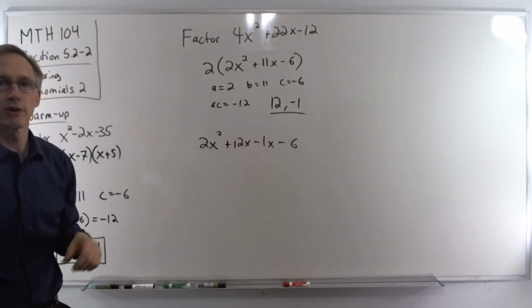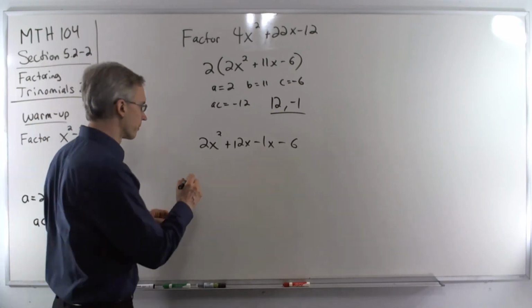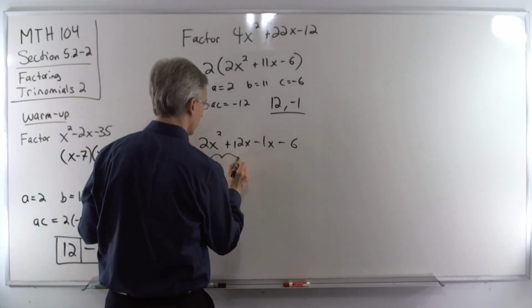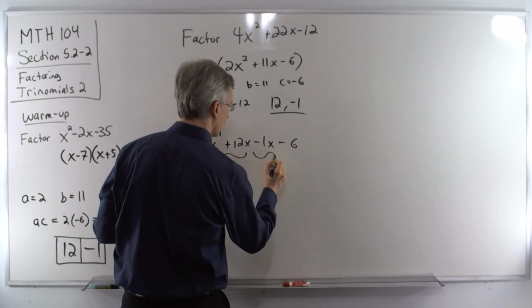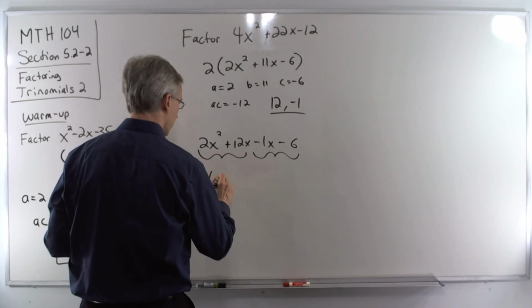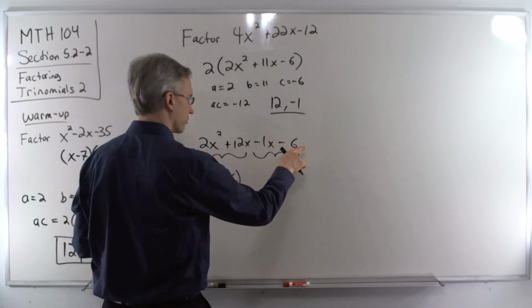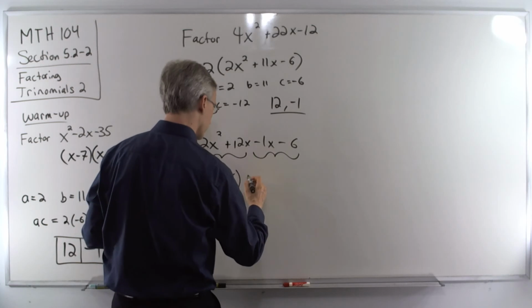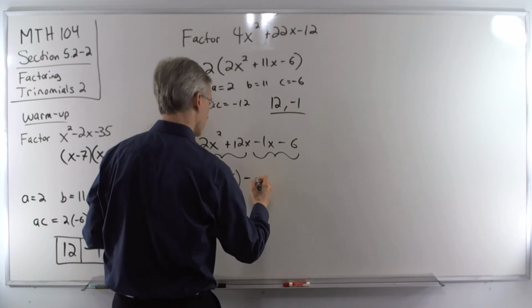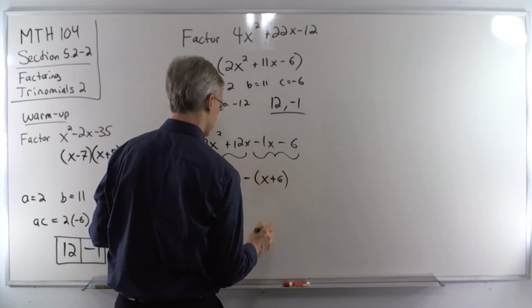Now we've got a 4-term polynomial. We can do what we learned last time and do factoring by grouping. So I'm going to factor the first 2 and the second 2. Here we can factor out 2x and get x plus 6. And if we want to get a matching x plus 6, we'll factor out a negative 1 here. So I'll just write that as a negative sign and get x plus 6.